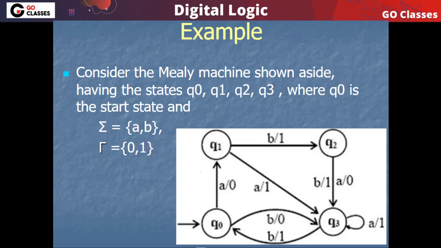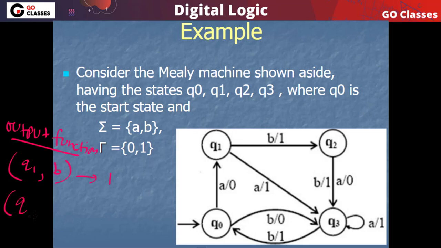You can notice that in this state Q1, if the input is b, then the output will be 1. So this is your output function. I am telling you about the output function. In this state Q1, if you read b, then the output will be 1.